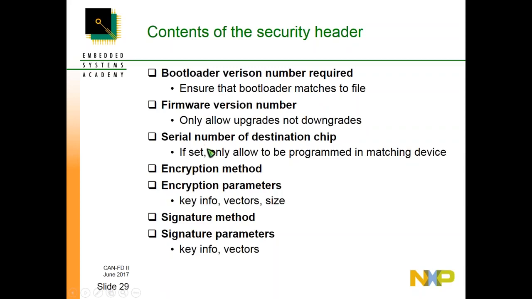Also, we include the serial number of the destination chip in the file. So if you really want to make sure that this file can only be used with one specific chip and not be easily copied to multiple other chips, the serial number could go in here. And then, of course, the header needs the details about the encryption methods and signature methods used, if this is AES, SHA, and so on. We'll have a few more details on the available options there later.